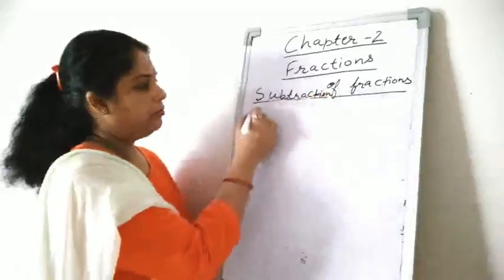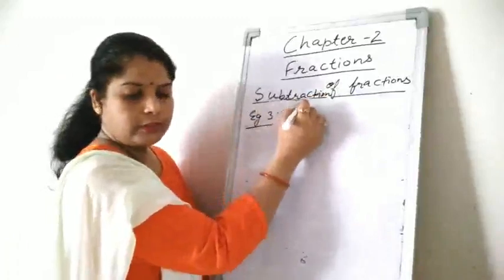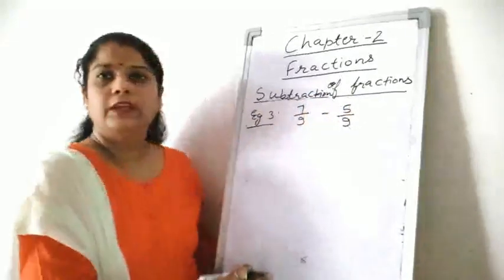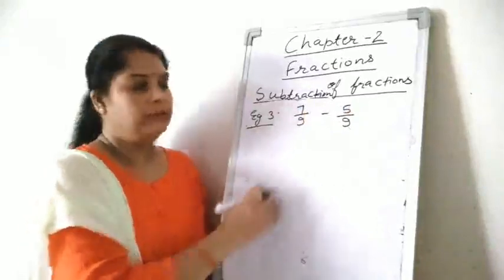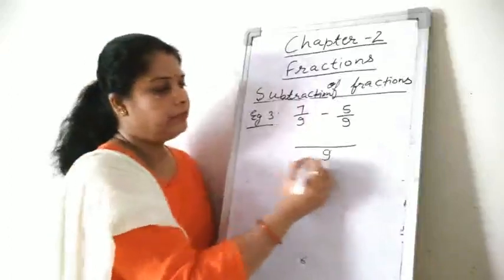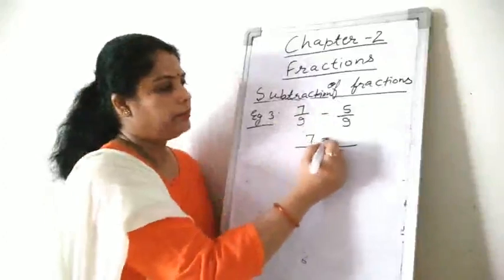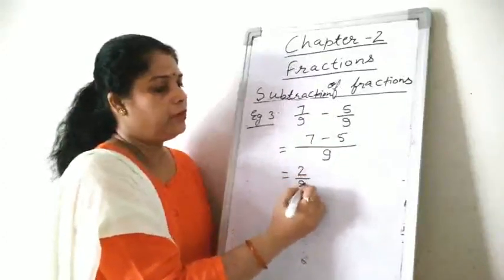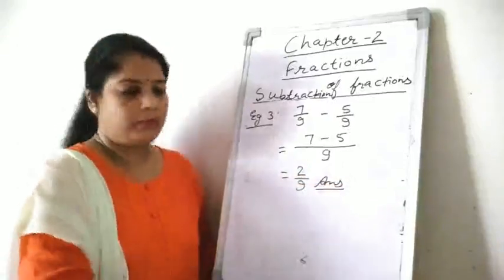Okay, now example number 3. 7 upon 9 minus 5 upon 9. These are like fractions. Same as addition, the denominator remains the same, that is 9, and the numerators are subtracted. 7 minus 5 is 2 upon 9. This is our answer. Simple.